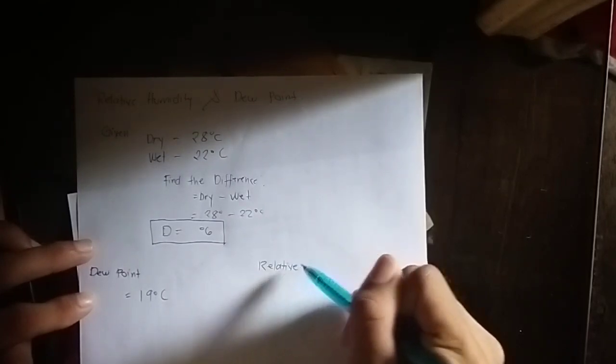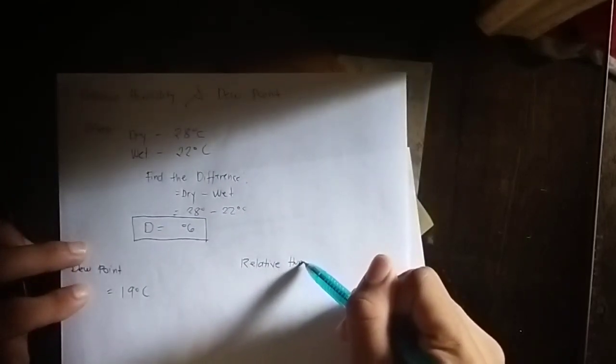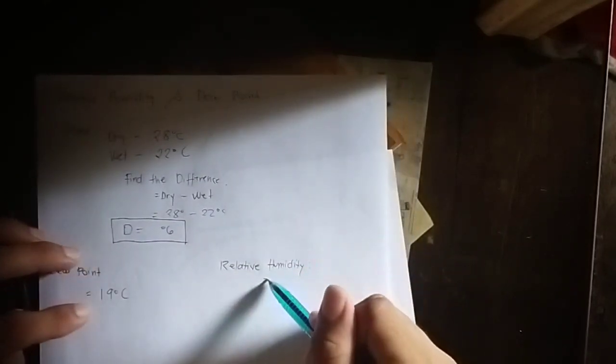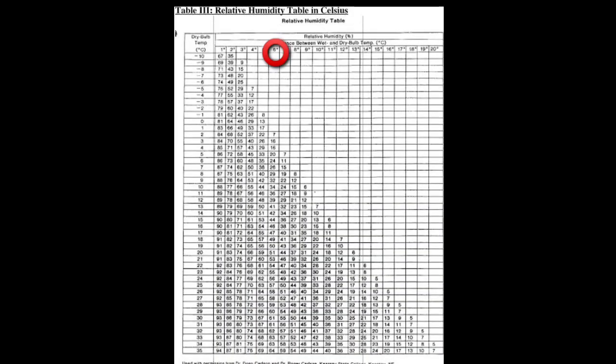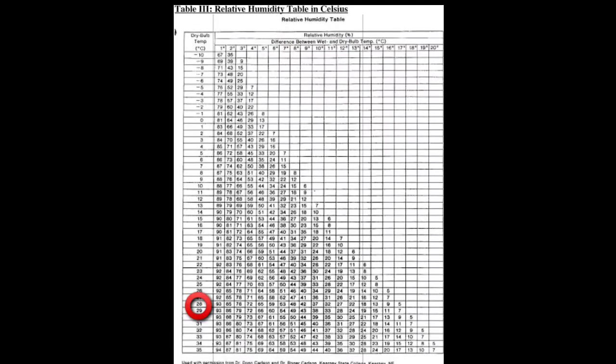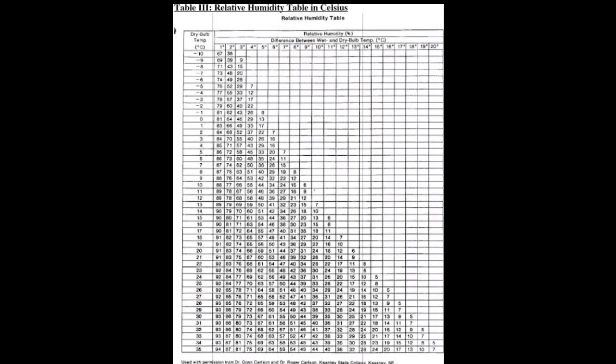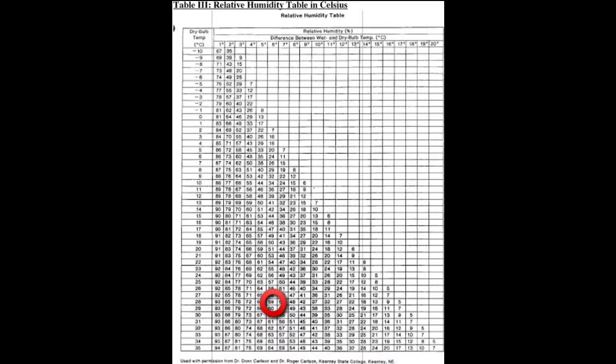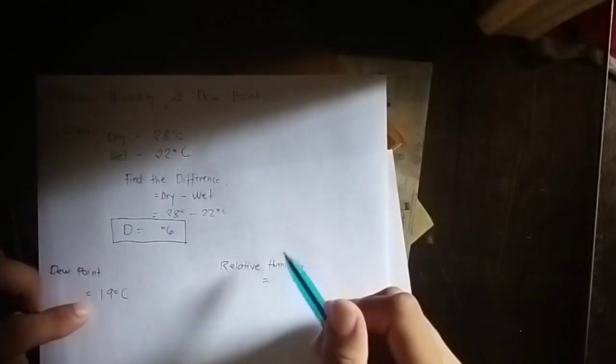Now let's find out what our relative humidity would be using our D and D. The difference is still 6 degrees and the temperature is still 28. So the answer here is 59% relative humidity.